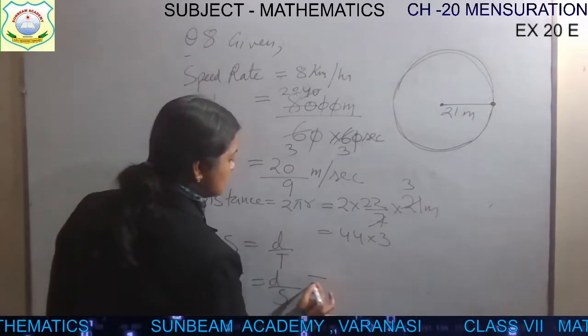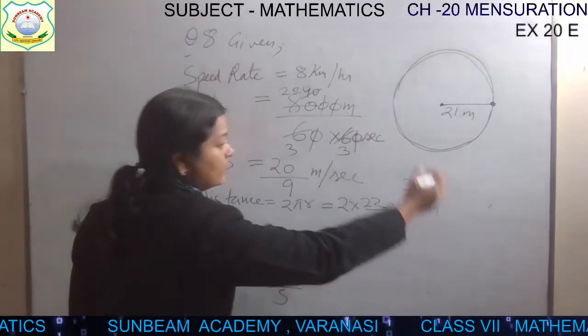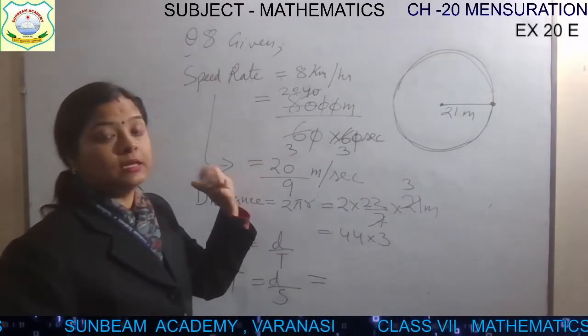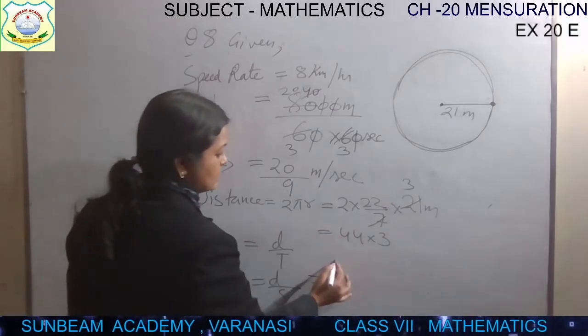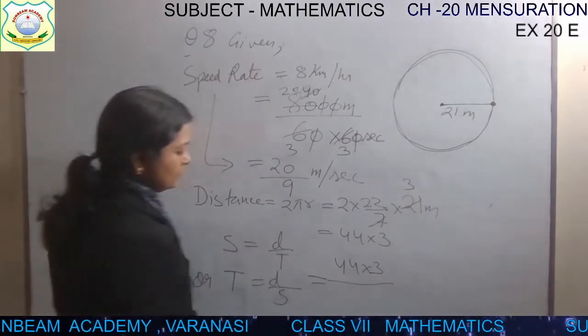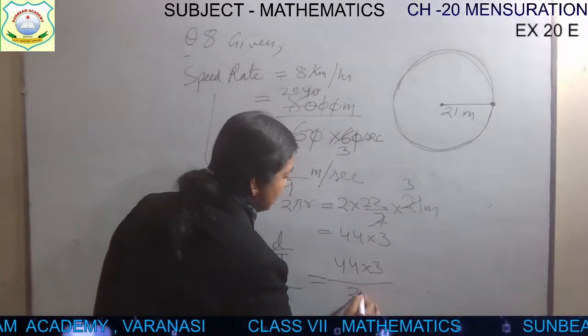Now what is the distance, children? How much distance did they cover? They covered one round, that is, he is cycling for one round, meaning he is covering the circumference. The distance is this circumference, that is 44 into 3, divided by, what is the speed? Speed is 20 by 9. Speed is what? 20 by 9.